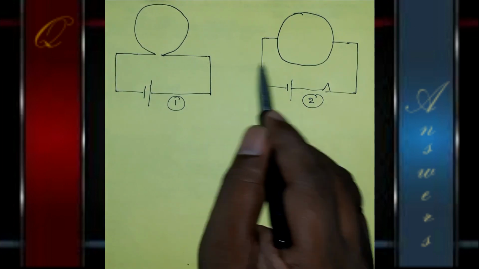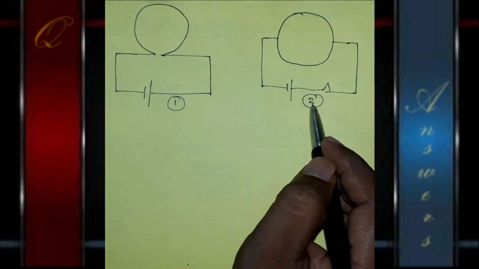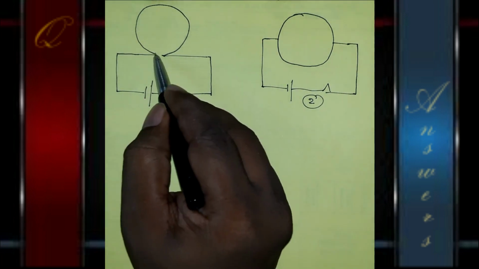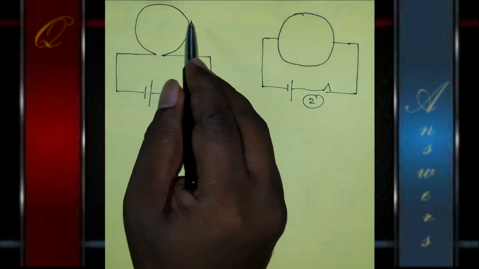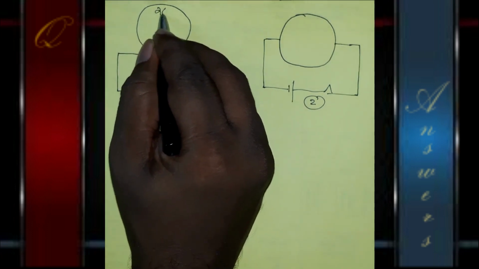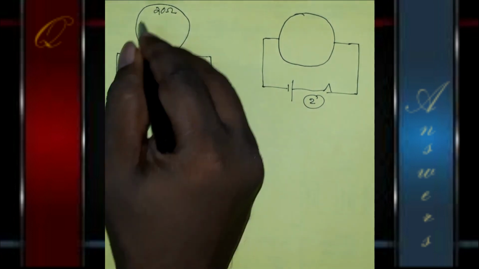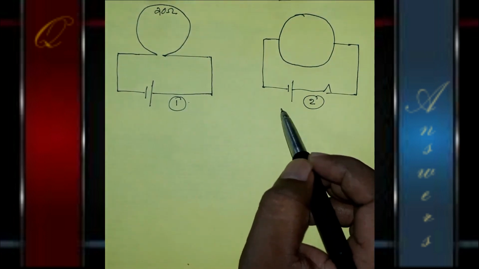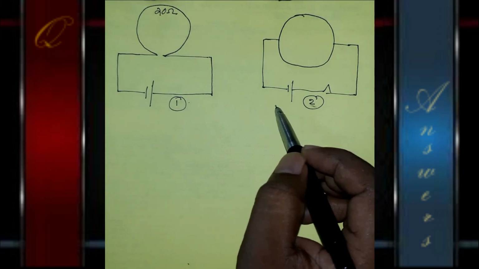You have two cases here. This is the first case and this is the second case. This wire is having a length of 20 centimeter and resistance of 20 ohm. 20 ohm is the resistance of this wire. Now you consider the second case.